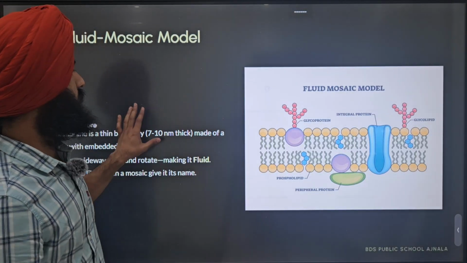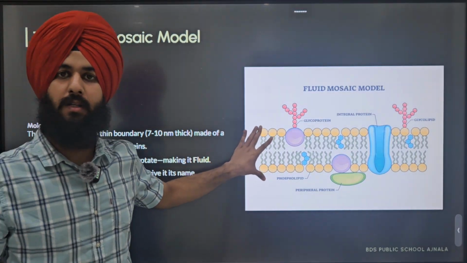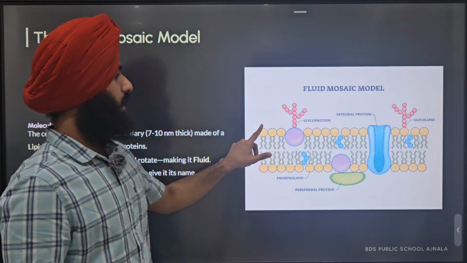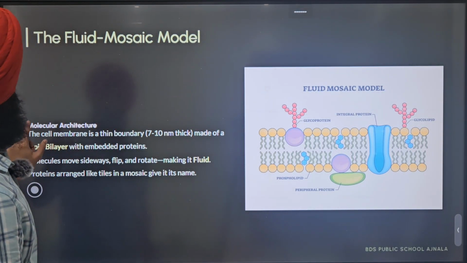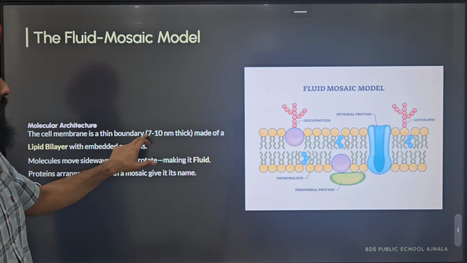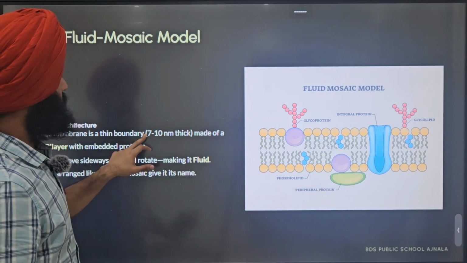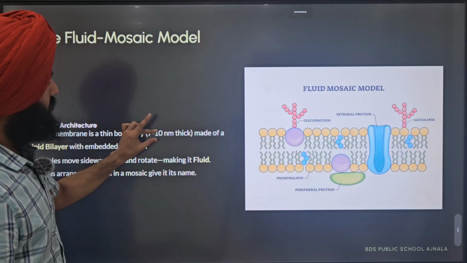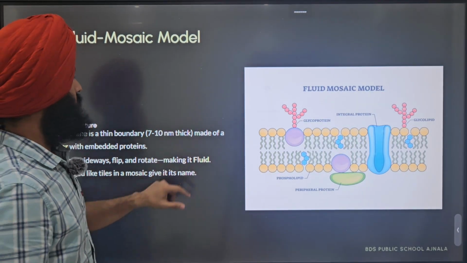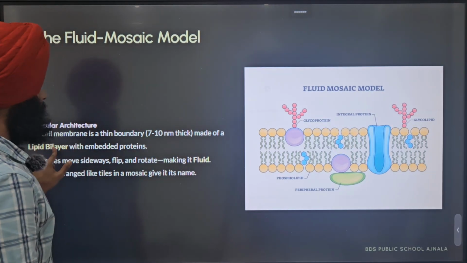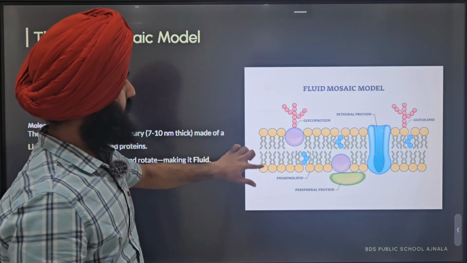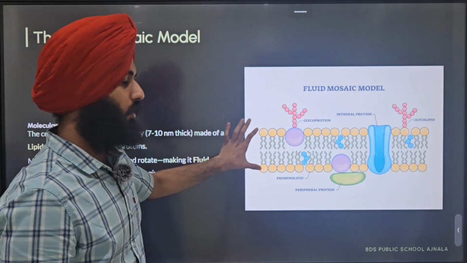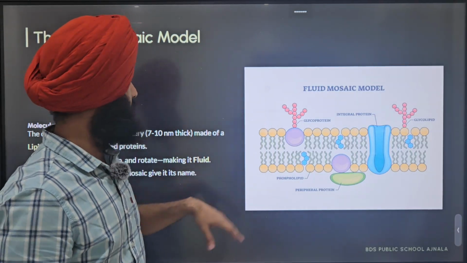This is a zoomed in image of the plasma membrane with the fluid mosaic model, which is a very important diagram. Okay, the cell membrane is a thin boundary. The plasma membrane or the cell membrane, it's the same thing. It's a very thin boundary of 7 to 10 nanometer thickness, made of a lipid bilayer. These two things over here, this is the lipid bilayer. There is one on the outer side and one on the inner side.